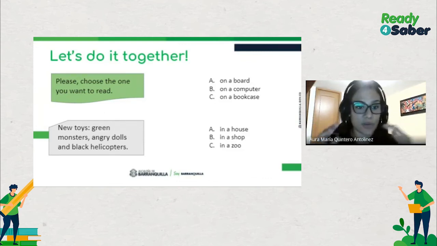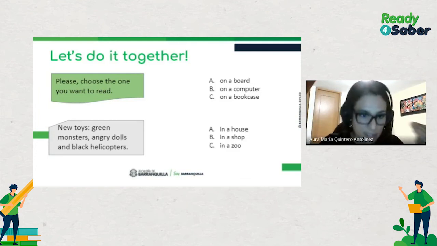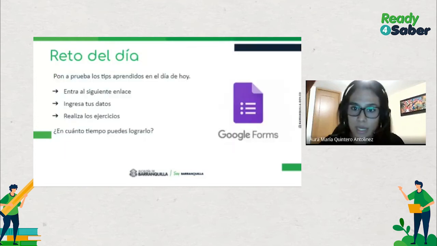Yes, it's giving you the options, like el aviso de nuevos juguetes, estos y estos y estos. ¿En dónde encuentras ese tipo de avisos? En las tiendas, ¿verdad? Okay, good. And let's see. Okay. So we have, okay, that would be the practice.